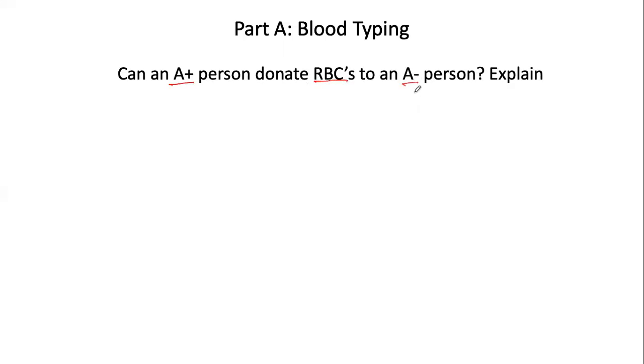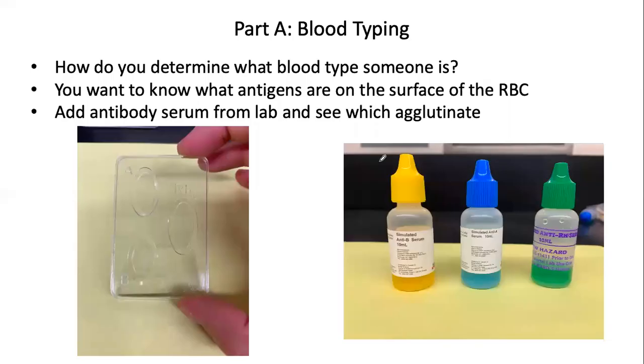You need to think about A negative and if they have an Rh antibody. And if they don't have an Rh antibody, when do they make that Rh antibody? Solve that one. Ask your group members if you're stuck. If you're still stuck, ask the tutors or ask myself. Okay? Good. All right, so blood typing.